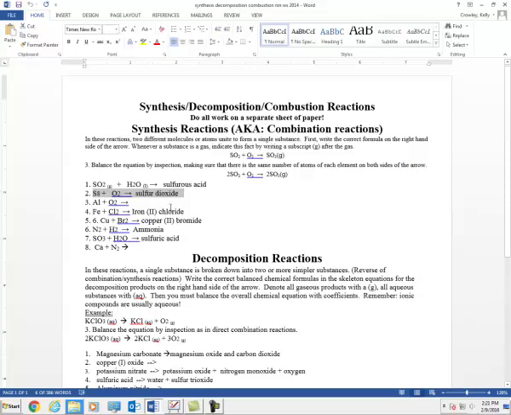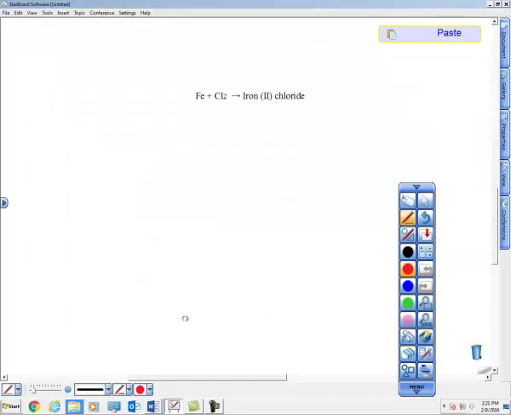Okay, question number 3 I already did in the classroom, so I'm going to skip that one. Let's go to question number 4. Alright, already got some formulas. That'll save you a lot of time.